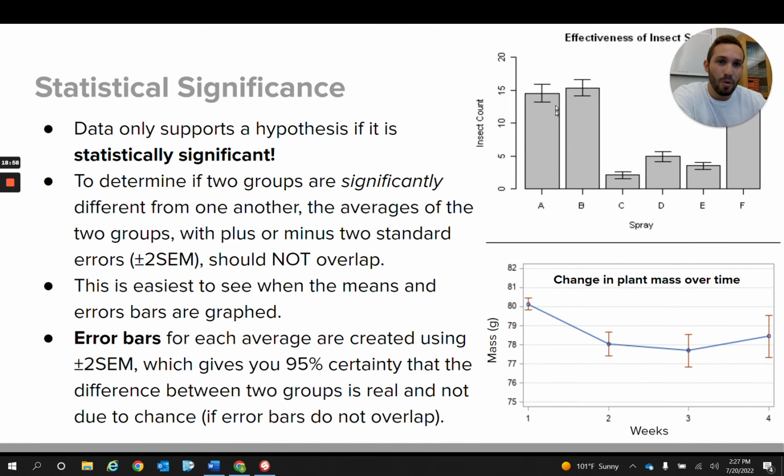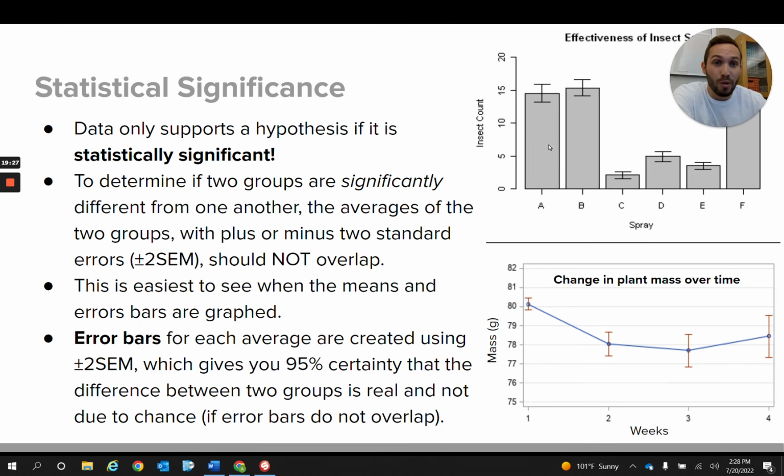So like in this example, I know that the difference between spray A and B is not a statistically significant difference because the top of this error bar overlaps with the bottom of this error bar. There's overlap between them in this region where my mouse is. And so when that happens on your graph, that means the difference between those two groups is not real. It's real, but it's not meaningful. It could just be because of random chance. It's not strong enough to mean anything.